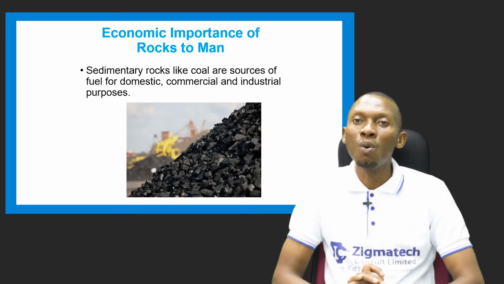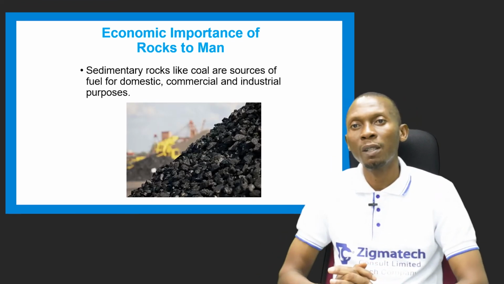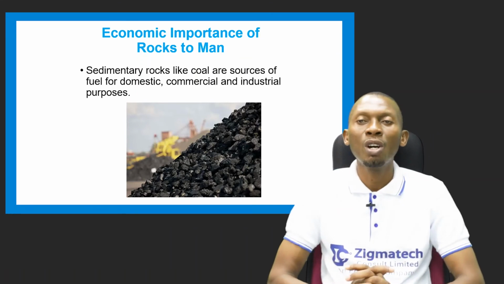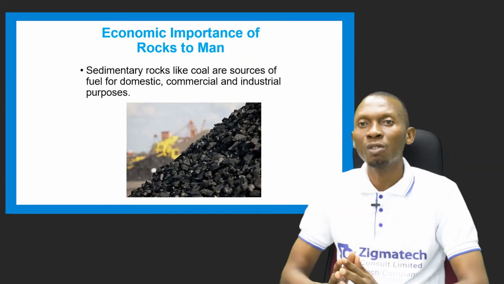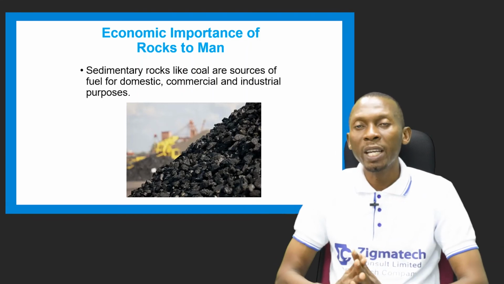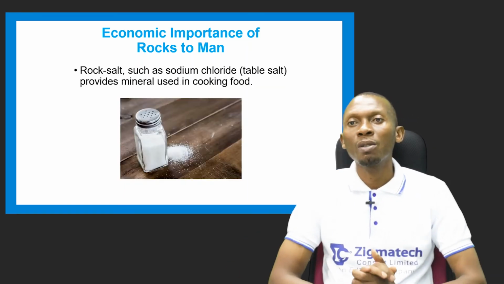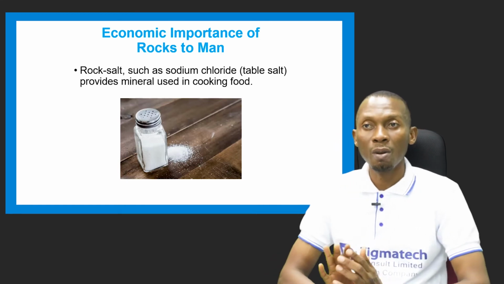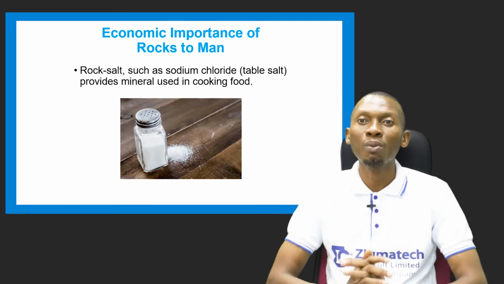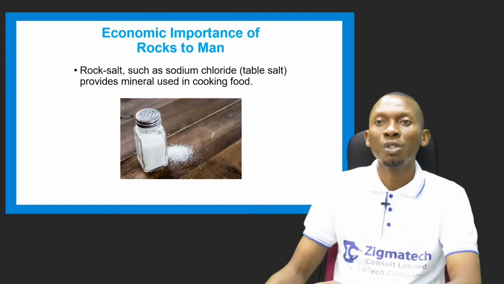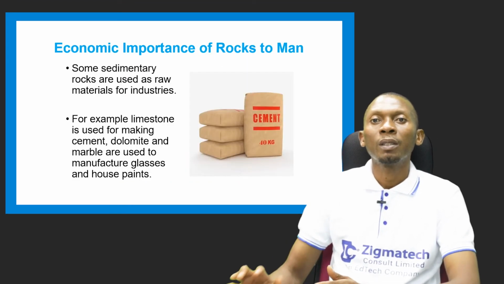Sedimentary rocks like coal is a source of fuel for domestic, commercial, and industrial purposes. It can be used to generate heat for cooking. And rock salt, which is called sodium chloride, also known as table salt, can provide minerals which are used in our food.